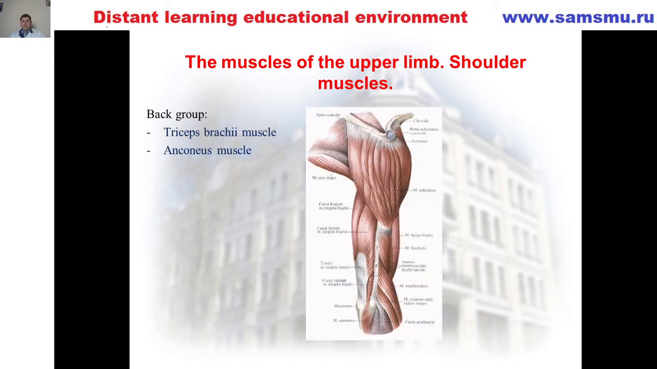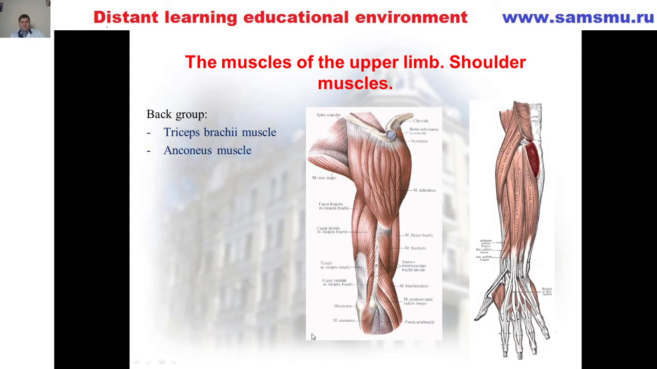Next, we will talk about the posterior muscles of the upper arm. The triceps muscle. You may see this muscle on the left picture. Musculus triceps brachii, it's in Latin, occupies the entire posterior surface of the upper arm and consists of three heads, which meet to form a single common tendon. You may see this tendon on this picture.